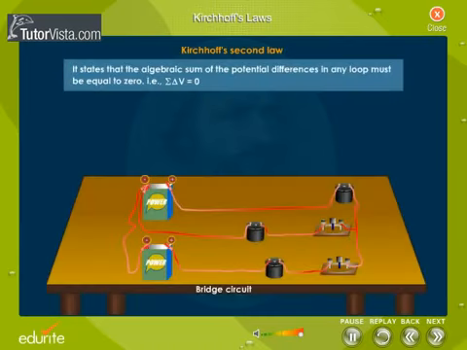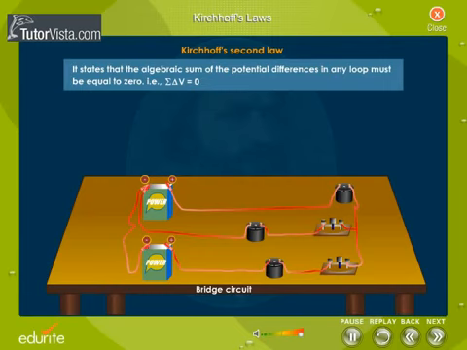Kirchhoff's second law states that the algebraic sum of the potential differences in any loop must be equal to 0. That is, the sum of the EMF of the sources of energy in the circuit and the potential drop across the resistive elements is equal to 0.